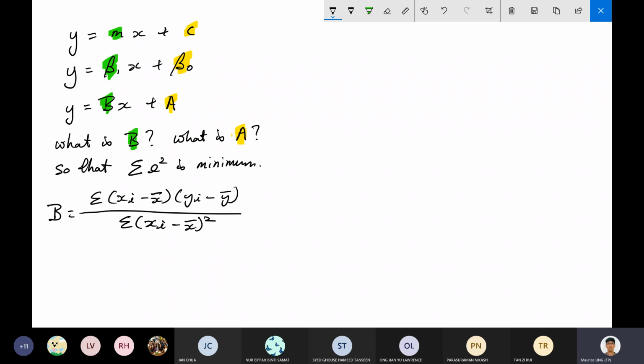Okay, so you solve for B, and once you solve for B, the next step is to fit B into this equation: average of y equals B times average of x plus A. Then you solve for it, and A equals average of y minus B times average of x. So this is where you get your answers.